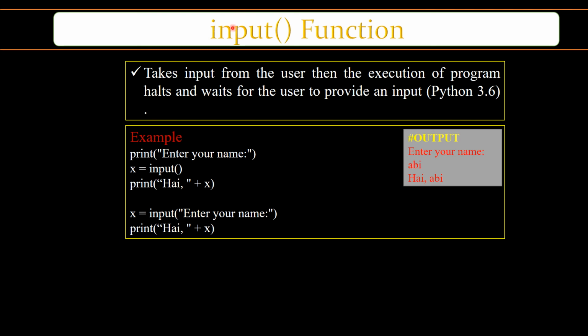We are going to see about the input() function. It takes the input from the user, then the execution of the program halts and waits for the user to provide an input. This is used in the Python 3.6 version. Here I am going to print "enter your name". Then x is equal to input(), so whatever value we have entered as the name will be stored in the x value. Now I am going to print the x value.